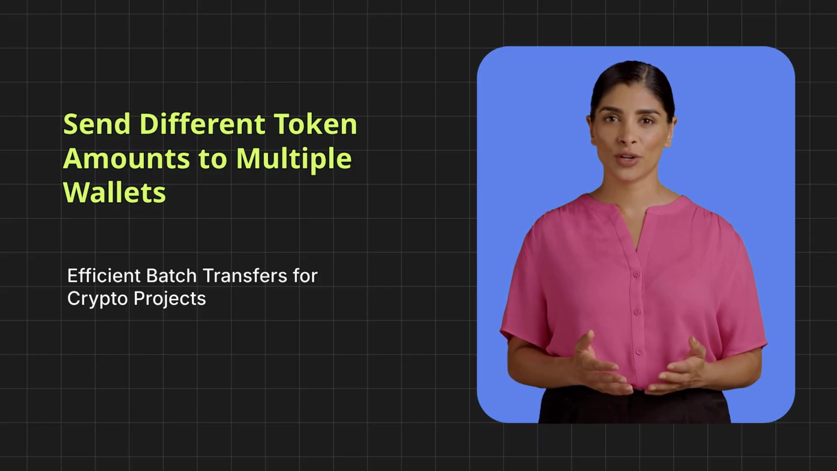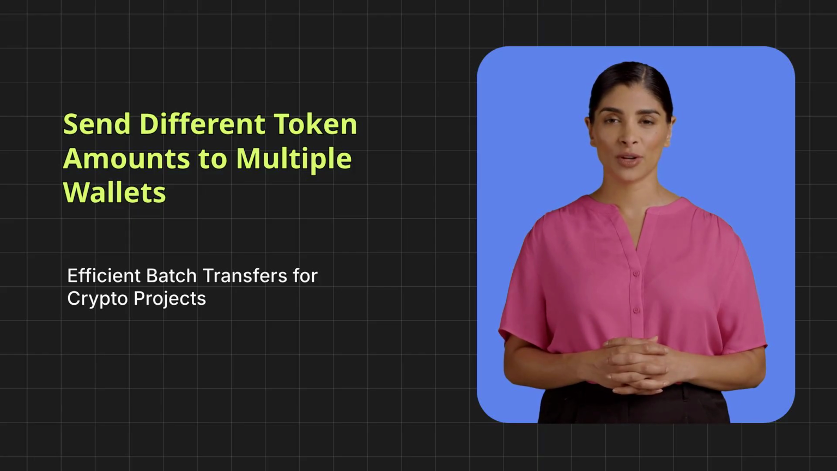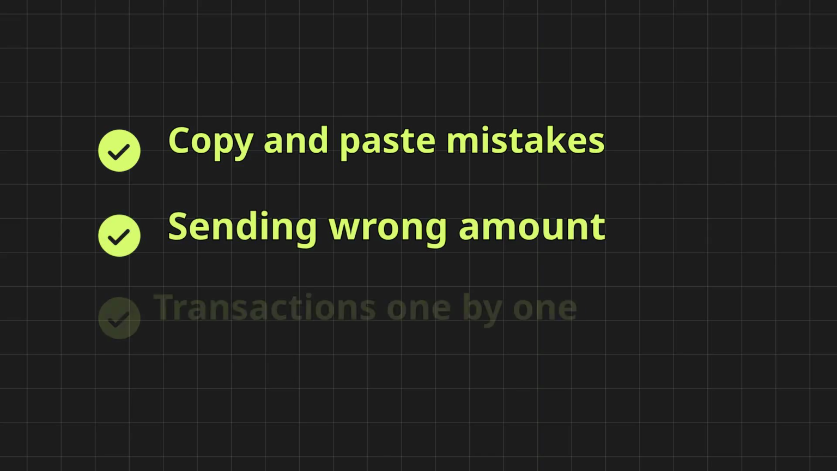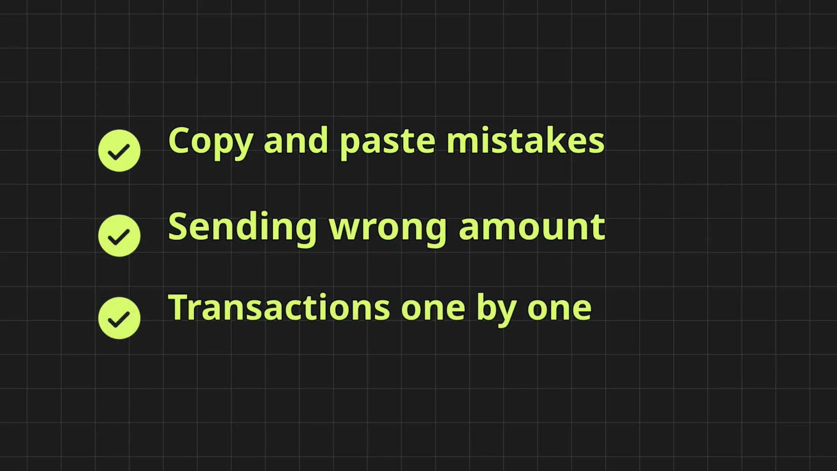In this video, we'll look at how to safely send different token amounts to multiple wallets using a batch transfer workflow. Sending tokens manually to multiple wallets can create several problems. First, there is the risk of copy and paste mistakes when entering wallet addresses. Second, it's easy to send the wrong amount of tokens to a recipient. And third, sending transactions one by one can take a significant amount of time. When projects are distributing rewards, contributor payments, or airdrops, this process becomes very inefficient. Batch transfer workflows help solve this problem.